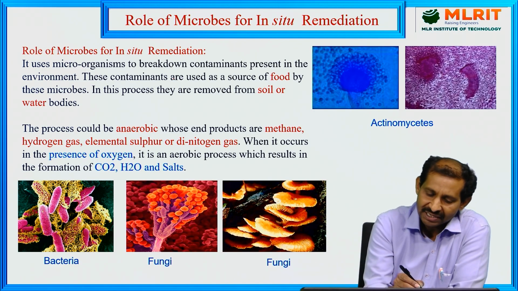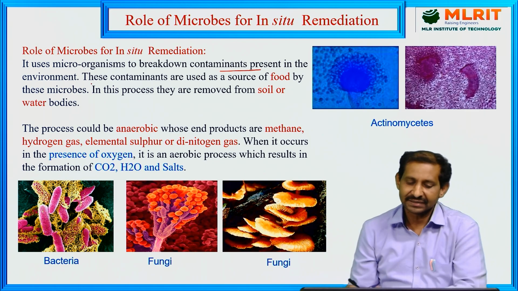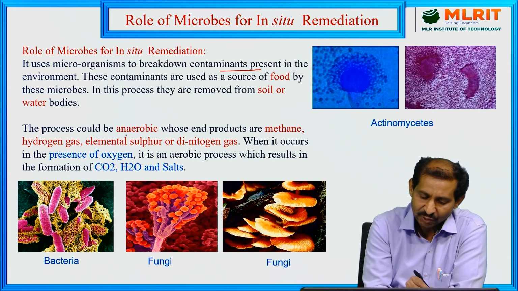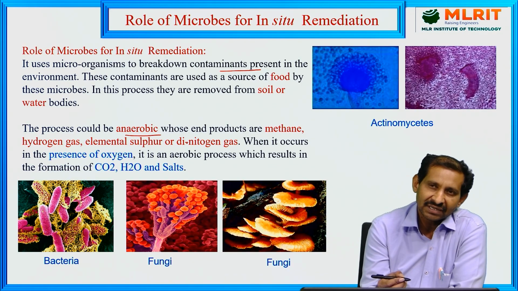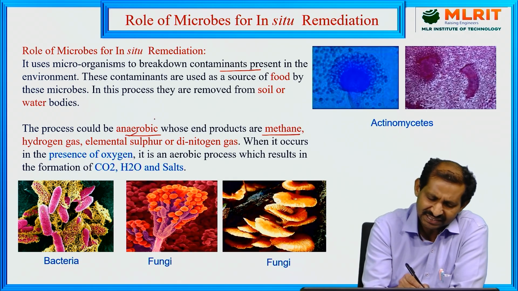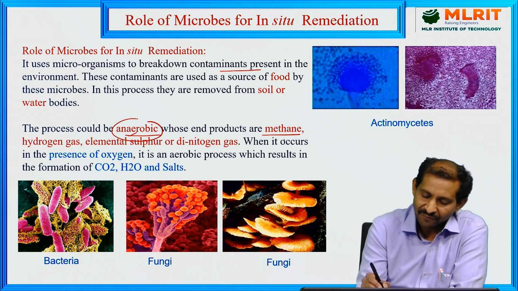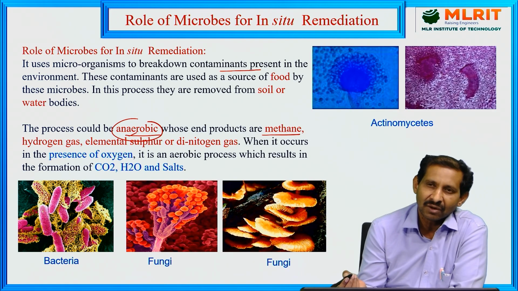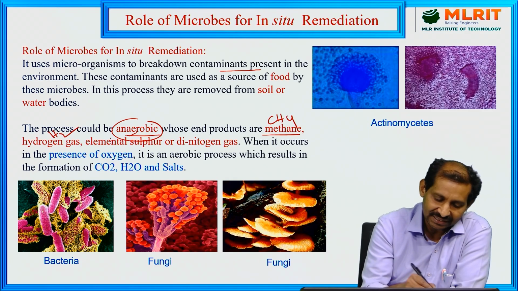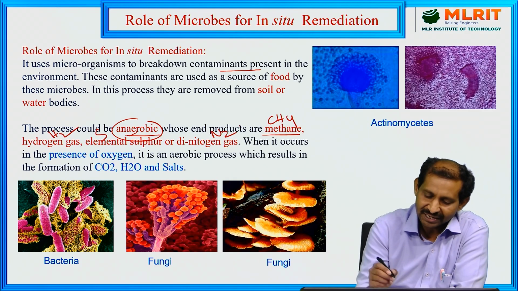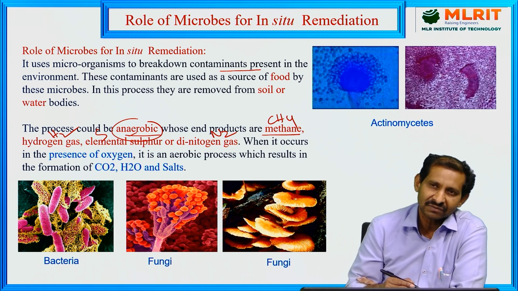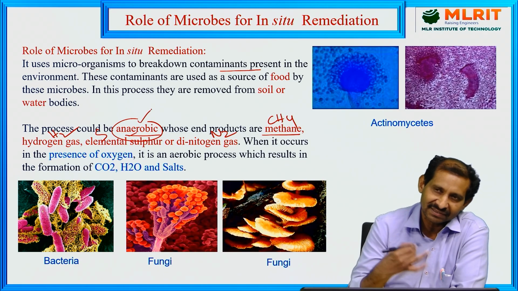Generally microbes break down the contaminants present in the environment. The contaminants are a source of food for them. In anaerobic conditions, without oxygen, when the microbes are added, the products are methane, because there is no oxygen being utilized. The final products also come without oxygen compounds: methane, hydrogen gas, elemental sulfur, and dinitrogen gas. All these end products form because the process takes place in anaerobic conditions without oxygen.